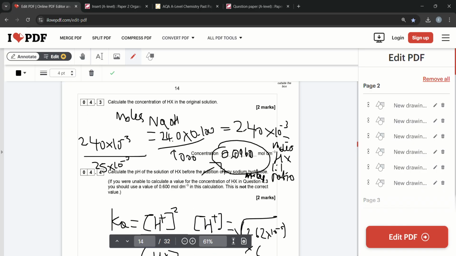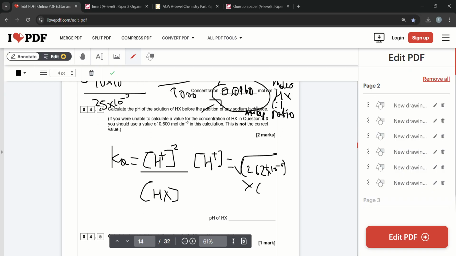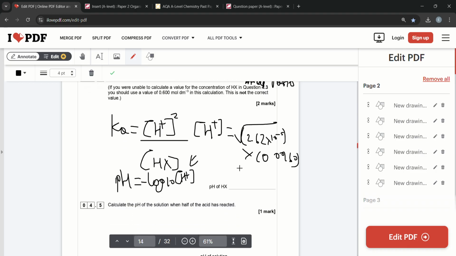Times by concentration of HX, 0.0960. Get a concentration of H plus, and pH is minus log 10 concentration of H plus, substitute that into there. Should get a pH. Obviously, we want it to 2 decimal places. It must be 2 decimal places or more. 2.80 to 2 decimal places.